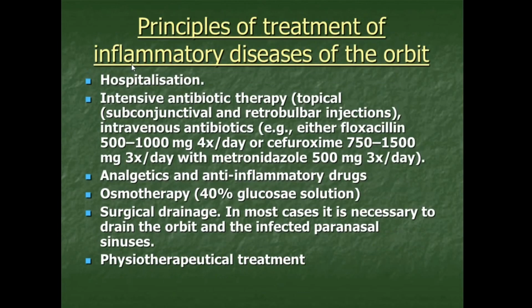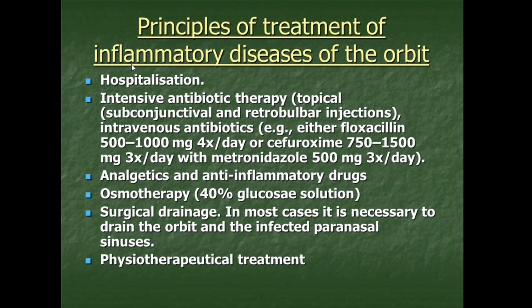The treatment of orbital cellulitis should be aggressive. Of course, it's hospitalization, intensive antibiotic therapy, retrobulbar injection, intravenous antibiotics, analgesic and anti-inflammatory drugs, osmotherapy. And when we see a patient with orbital cellulitis, surgical treatment is necessary. It's necessary to make surgical drainage.